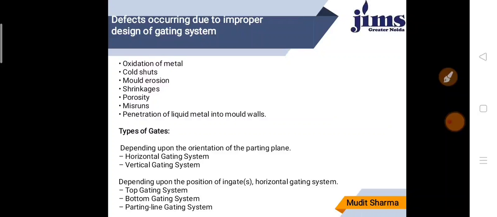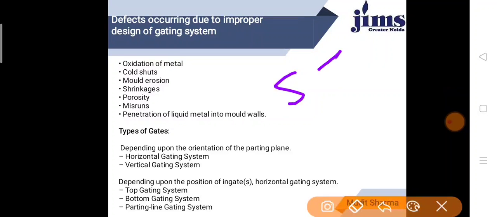One another gate we also use in casting is the step gate. Step gating system. In a step gate, the metal enters the mold cavity through a number of ingates or gates which are arranged in vertical steps.